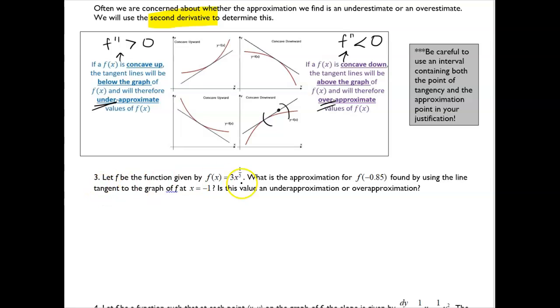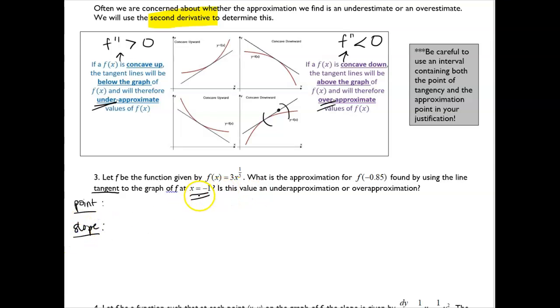So number 3, we have a function f of x, which is 3x to the 1/5. It asks for the approximation for f of negative 0.85 using the line tangent. So I see that word tangent, I know what I need to do: the tangent to the graph of f at x equals -1. That's my point of tangency. And then it also asks me, is this an under approximation or an over approximation? So I know when I see that, I'm going to have to think about the second derivative as well as the first derivative. So things I need to know to find the tangent line: point and slope.